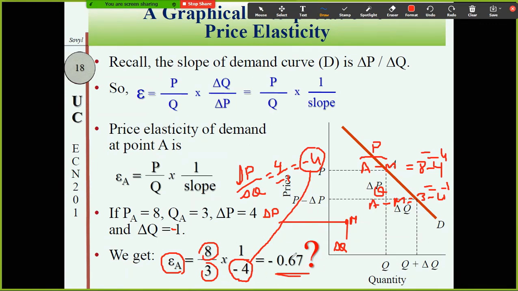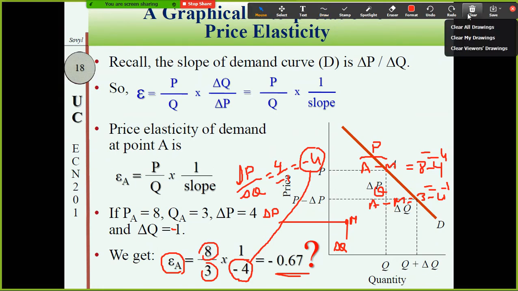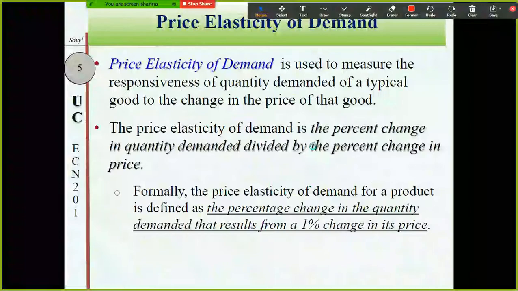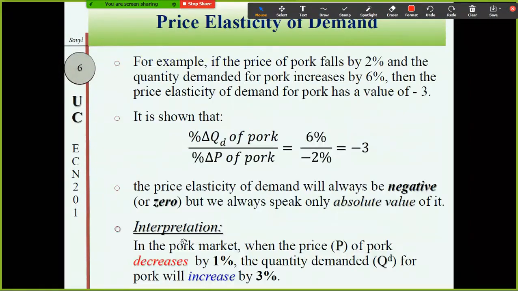How to interpret this result? In order to interpret this result, you need to go back to this one. But here maybe I'm not saying in the pork market, but I say on the graph at point A, on the graph 4.3 at point A, because we're talking about the graph.